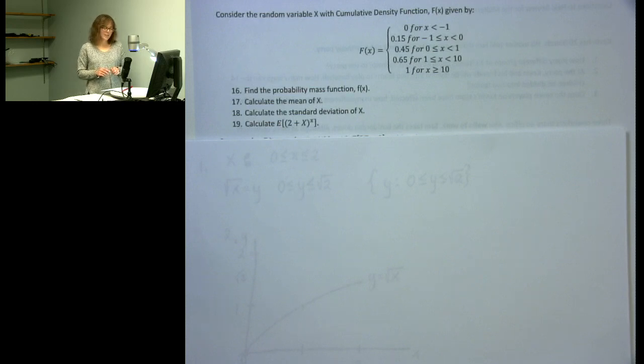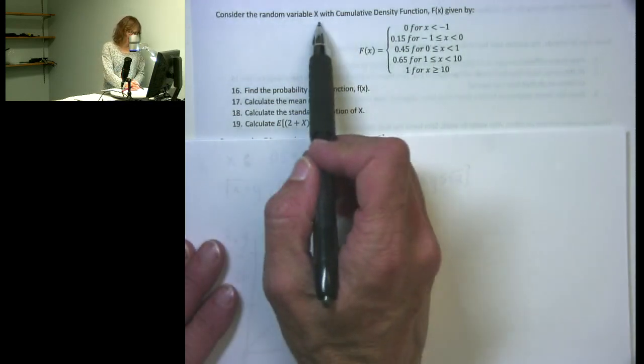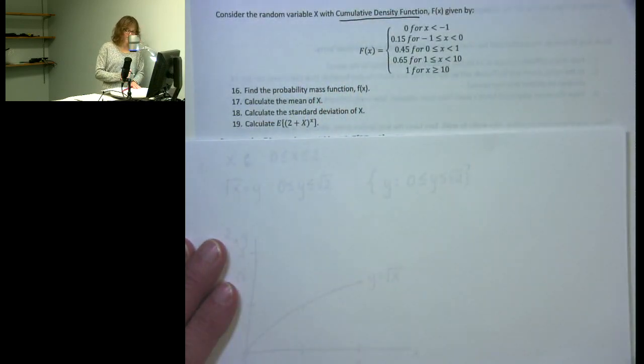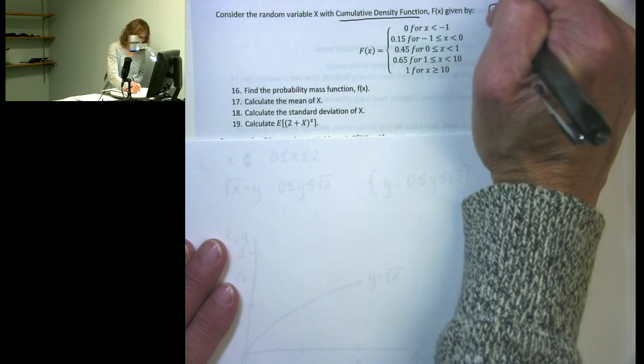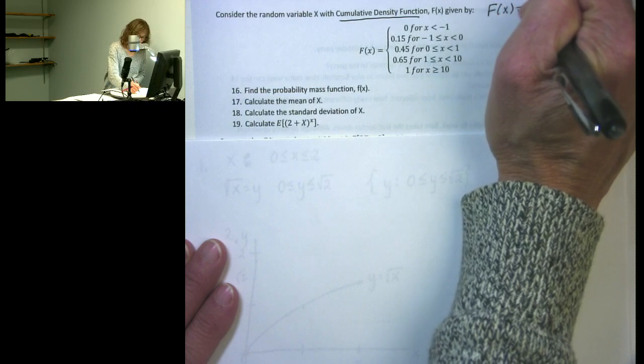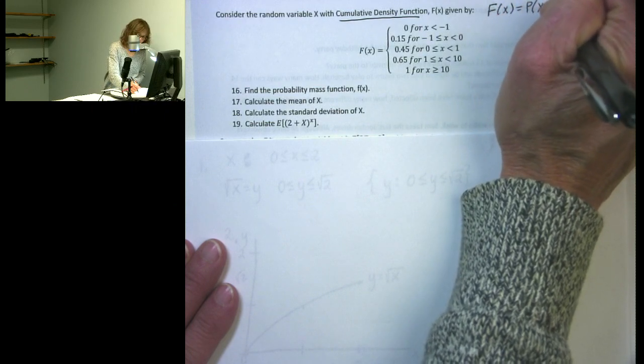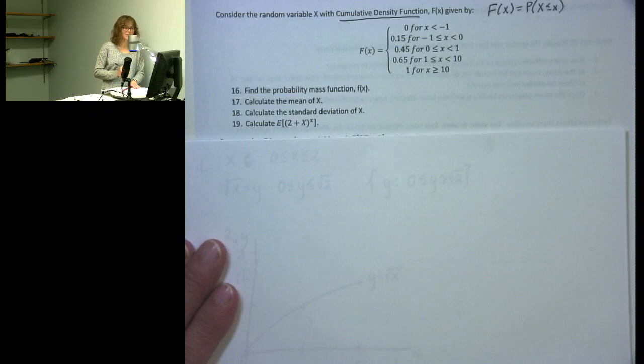Okay, this video is going to cover questions 16 to 19 in the midterm review exercises. So here we're going to consider the random variable x with the cumulative distribution function, capital F of x, given by this monstrosity. Now remember, the cumulative distribution function, capital F of x, is telling us the probability that x is less than or equal to that particular value, little x.